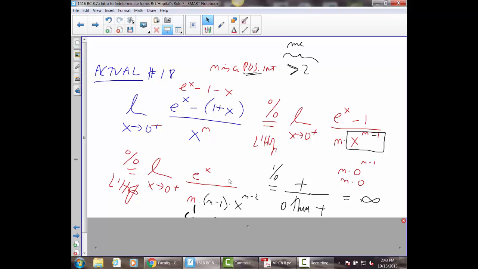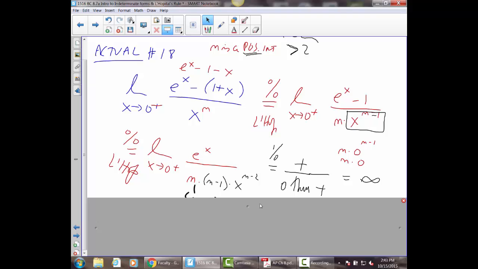Derivative of this numerator is e to the x. Derivative of this is n times the derivative of x to the n minus 1, which is n minus 1 times x to the n minus 2. This time I won't get 0 over 0. I'll plug in x equals 0. I'll get 1 over 0, which is a non-zero over 0, which tells me it's infinity or negative infinity.